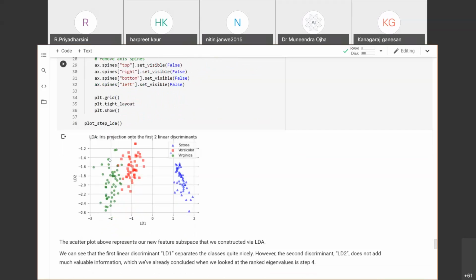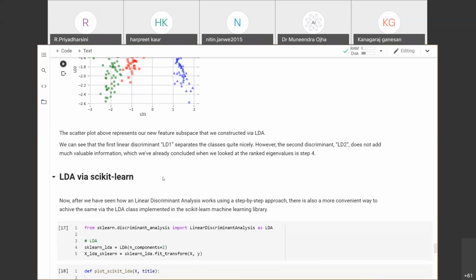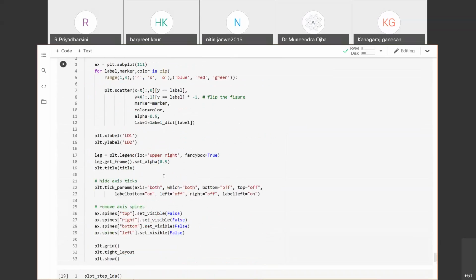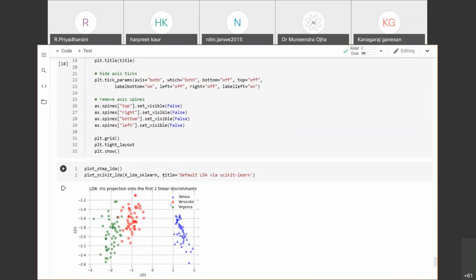So if we plot the Y matrix, we get LD1 and LD2, and we get a very clear separation of the class samples. Through scikit-learn also we can perform the same, and this is the code. You can go through this code. It's just an implementation of those functions, the scikit-learn LDA library.